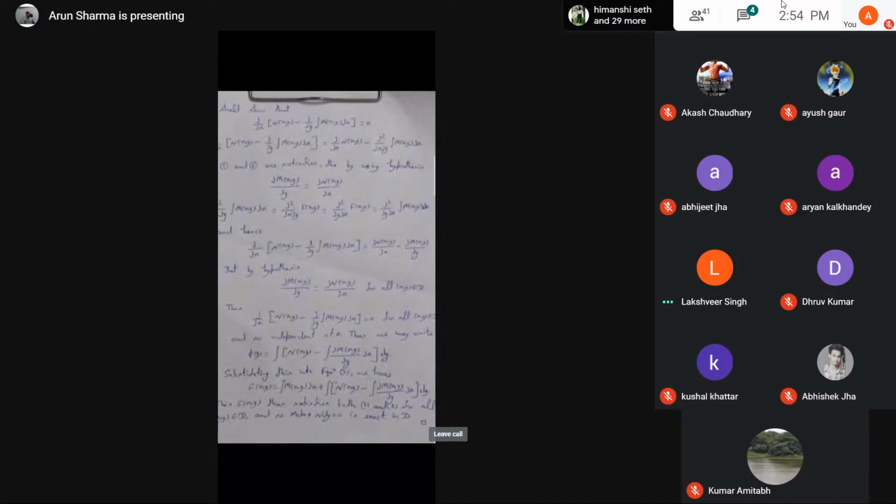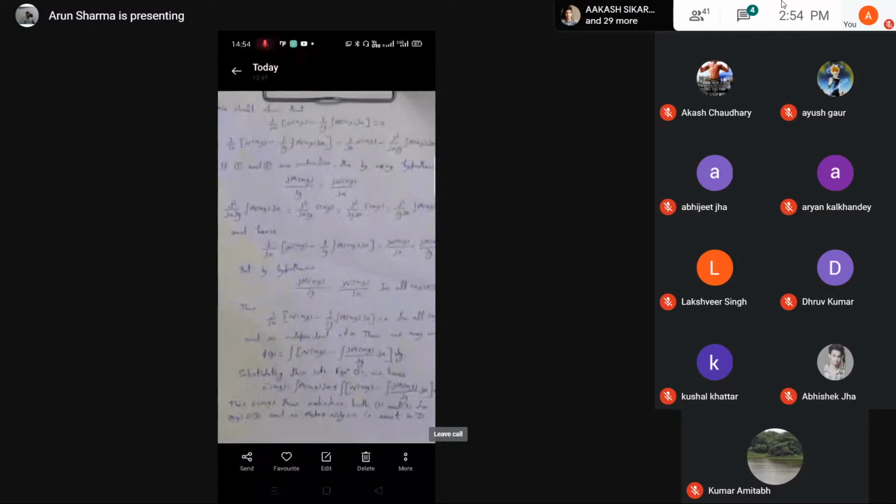Thus we may write, so that phi'(y) equals the integral of N(x,y) minus the integral of ∂M/∂y ∂x, dy. Substituting this into equation third.